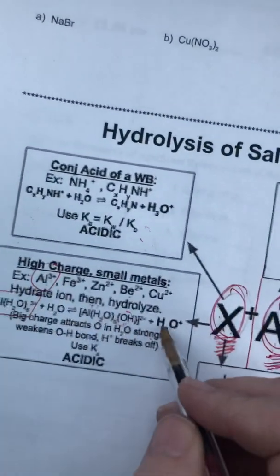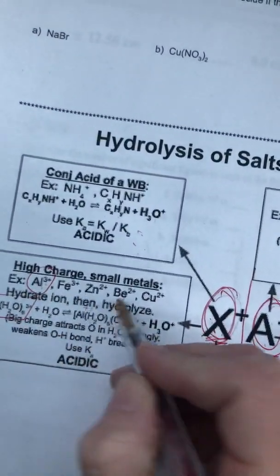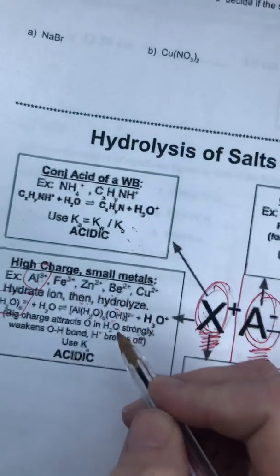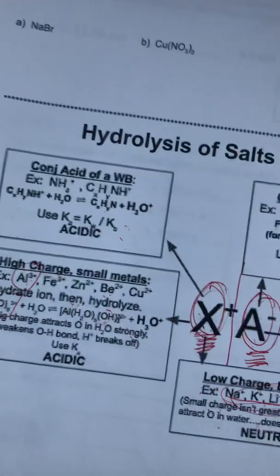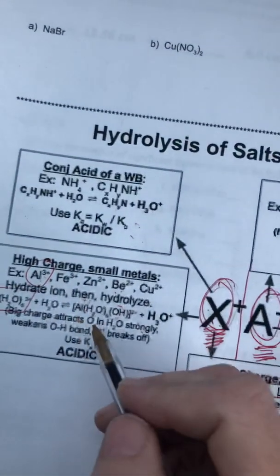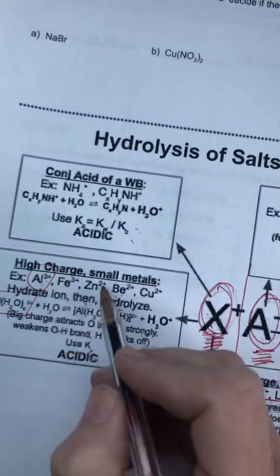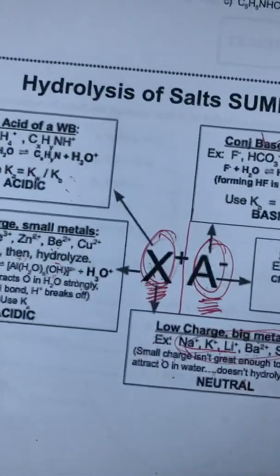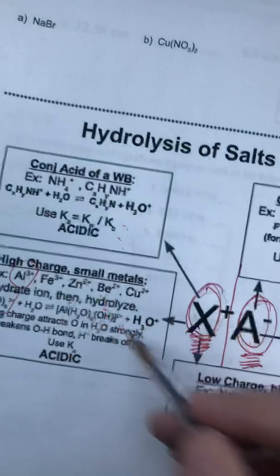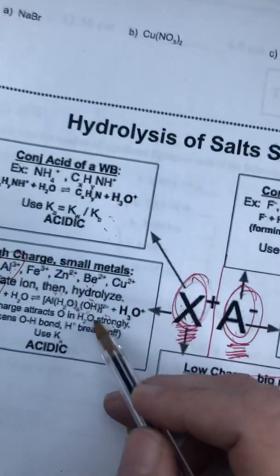And then the acidic ones are high charged, small metals. Basically, they have a stronger charge spread over a smaller space, so they do their job really well. So high charged, small metals are acidic. Low charged, big metals are neutral. Done. It's that easy.